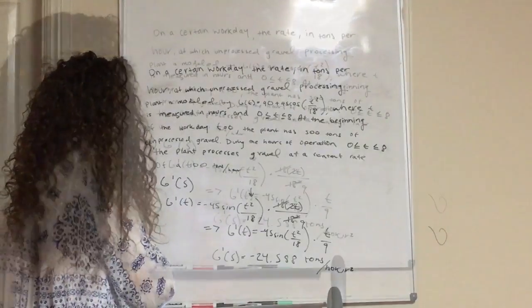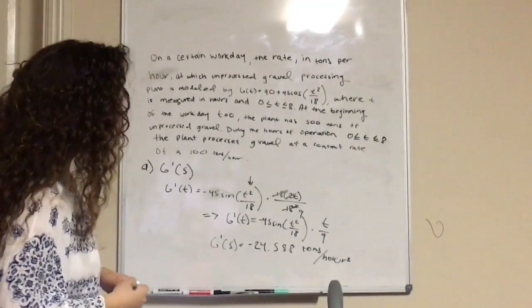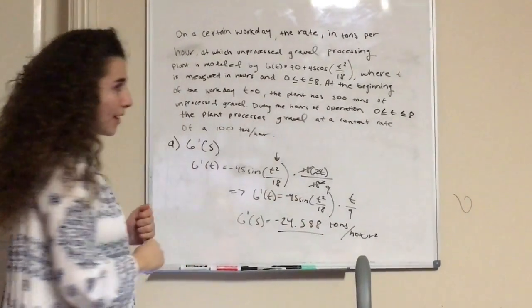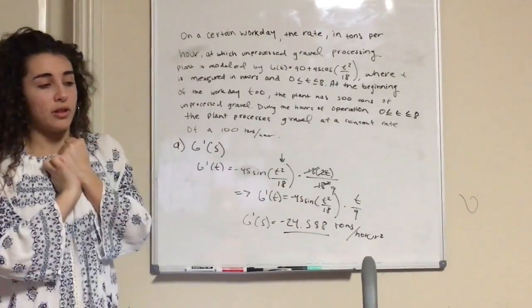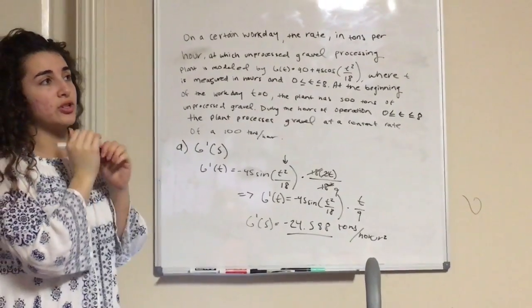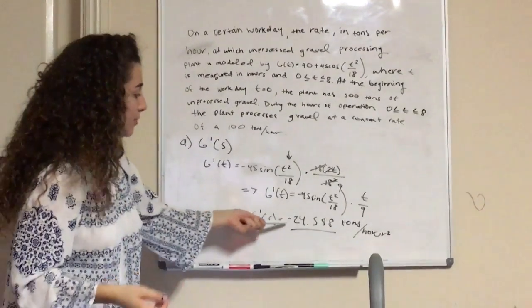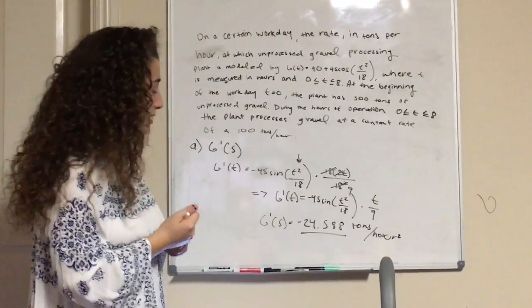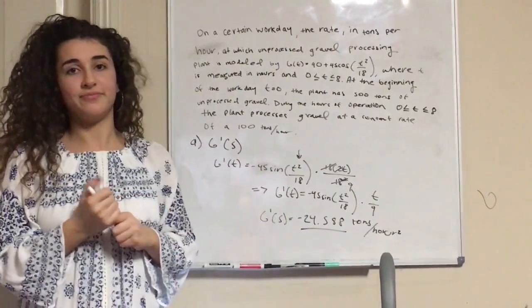And then it's also asking us to interpret the answer. So this number represents the rate at which gravel is arriving, and it's decreasing because it's negative. So the rate at which gravel is arriving is decreasing by 24 tons per hour squared.